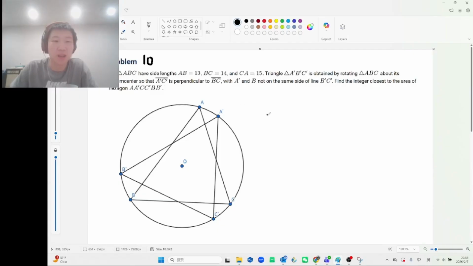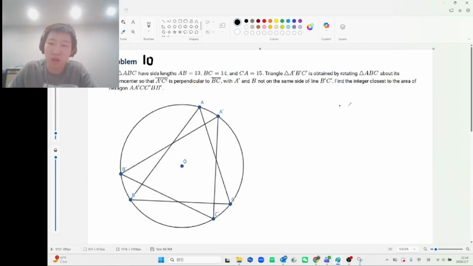Let triangle ABC have sides AB = 13, BC = 14, and CA = 15. It's not drawn to scale, so don't worry about the drawing. Triangle A'B'C' is obtained by rotating ABC about its circumcenter, in this case O, so that A'C' is perpendicular to BC, with A' and B not on the same side.